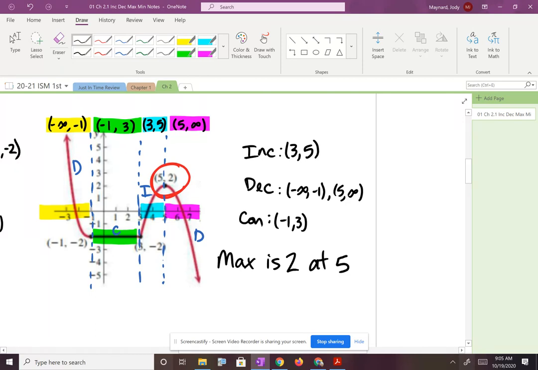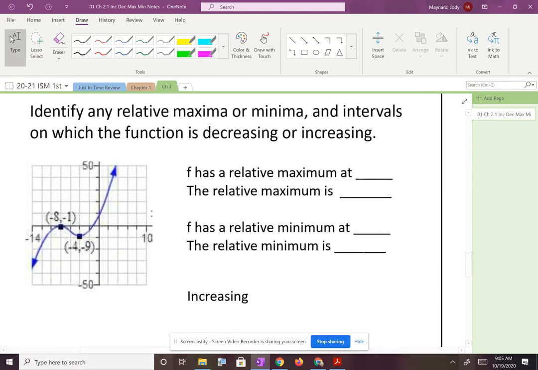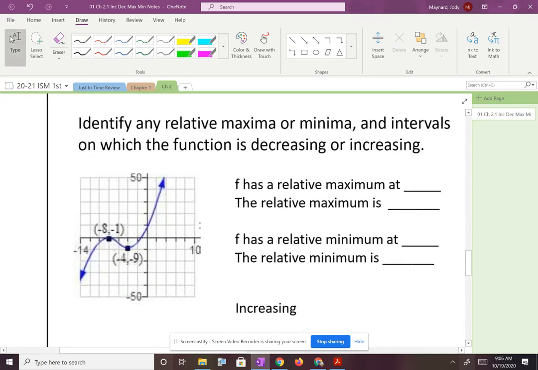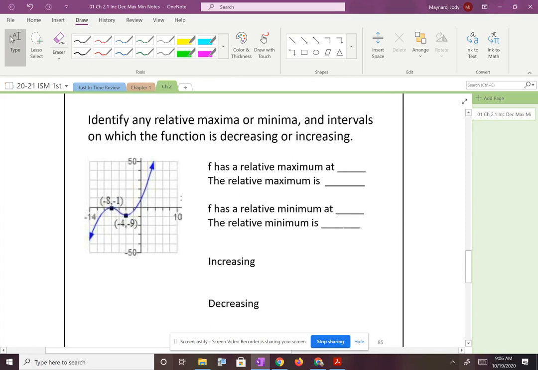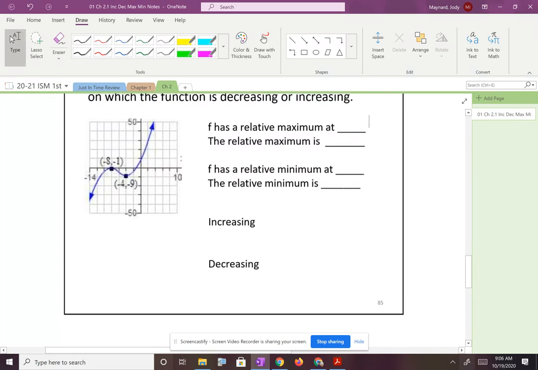All right, any questions about these two here? All right, let's flip to the back real quick. Go ahead and flip to the back of this paper. Now, I want you to do this one on your own. Okay, see how it has the at and is words? Be very careful with the at and the is. At is x, is y. All right, at is x, is y. So see if you can do max and min, and then do increasing and decreasing. Right? See if you can do those guys.